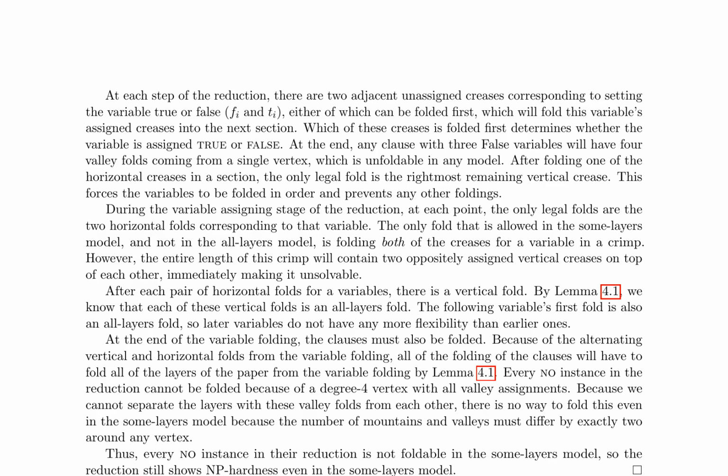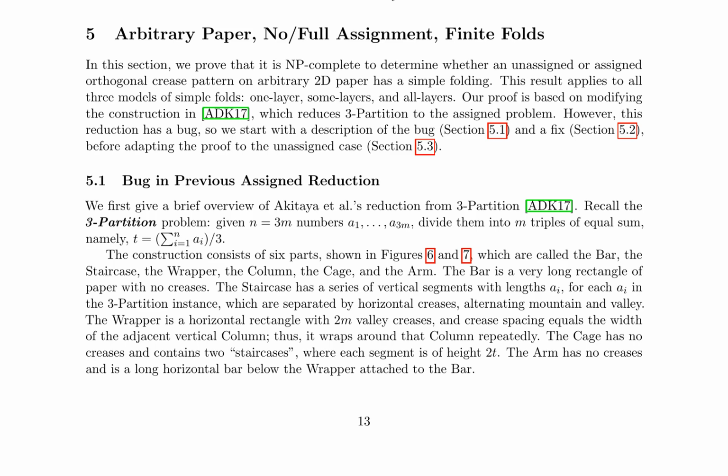The bug arises when the vertical position of the bar must align with the staircases in the cage, requiring folding of total length of segments in the staircase each time. However, there is an unintended folding that avoids vertically aligning the bar with each successive step of the staircase. To address this bug, the authors modify the construction by adding a new component called the tongue, figure 9. The tongue is a long horizontal rectangle that extends from the bottom of the bar to the top of the cage, with crease spacing equal to the width of the adjacent vertical column. The addition of the tongue ensures that the bar must vertically align with the staircases in the cage, as intended, and thus fixes the bug in the previous reduction.